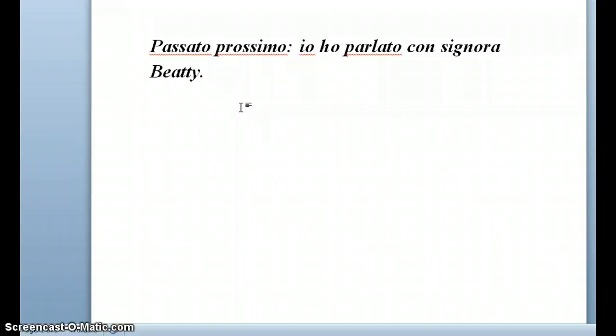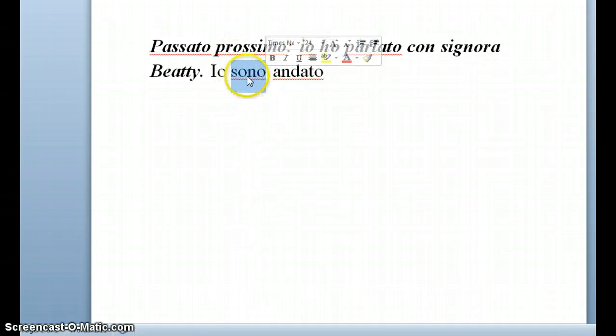I use essere as the helping verb, but in here I use avere because this is just a general statement. But if I say something that has to include essere, it would be something of motion at the time. Like, I went somewhere. Io sono andato. I went. So, this tells you andare is to go. It's of movement. So, I used essere as the helping verb.